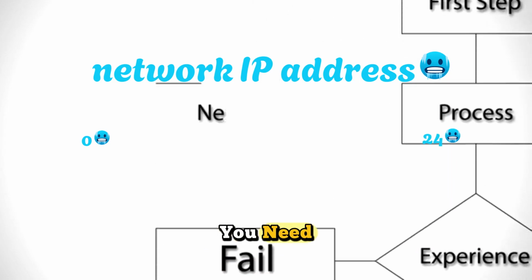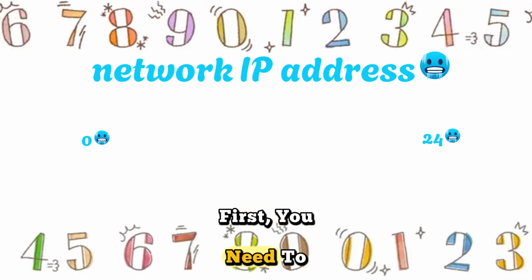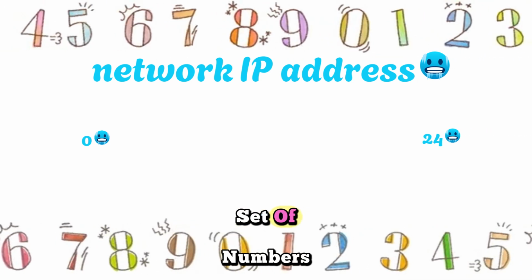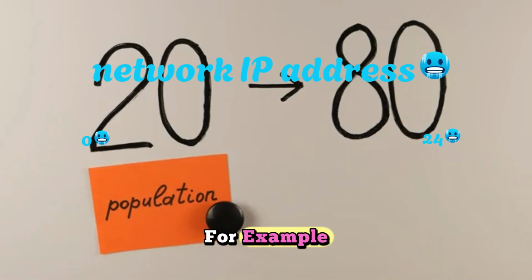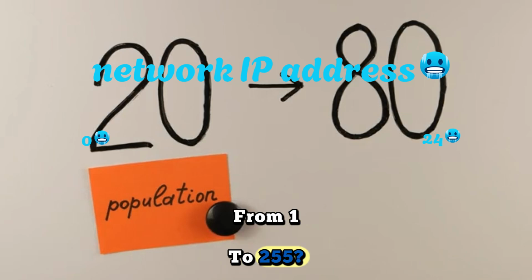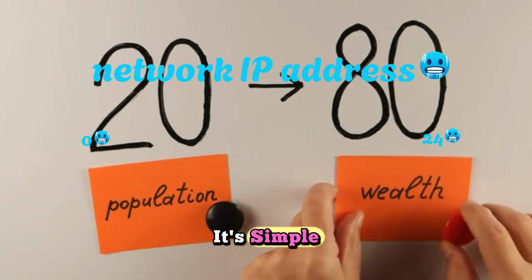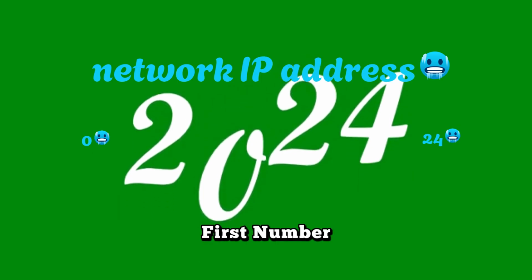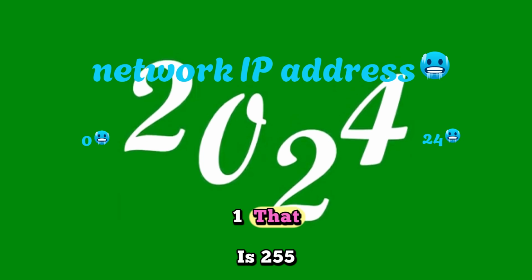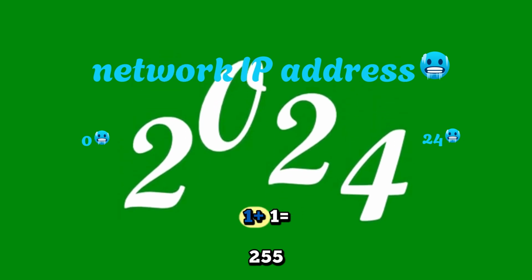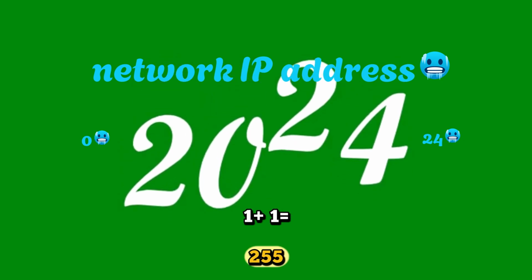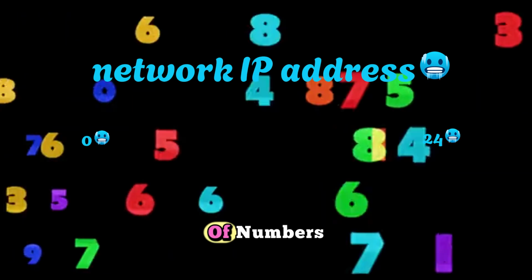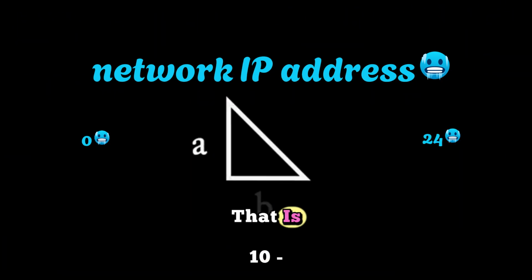There are two things you need to learn. First, you need to learn how to find the range of a set of numbers. For example, what is the range of numbers from 1 to 255? It's simple. You just subtract the first number from the last and add 1. That is 255 minus 1 plus 1 is equal to 255. How about the range of numbers from 1 to 10? That is 10 minus 1 plus 1 is equal to 10.